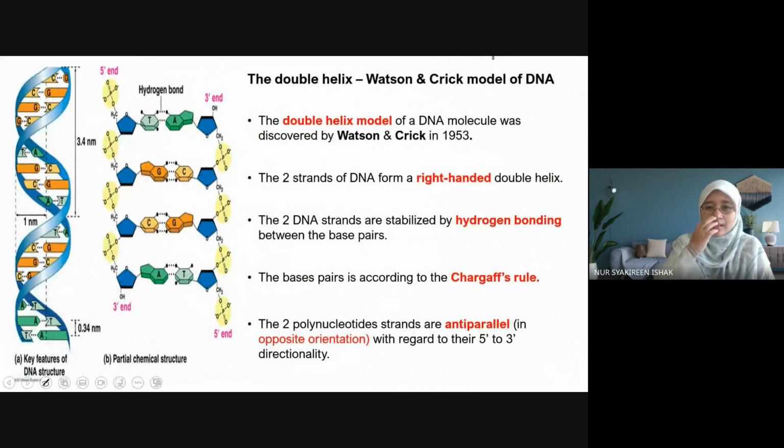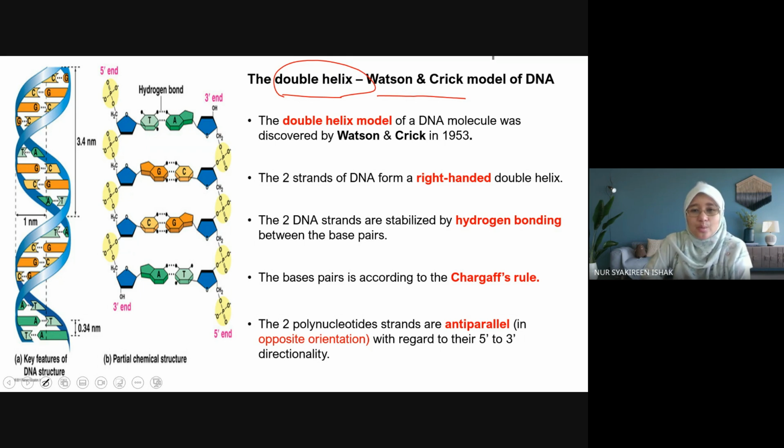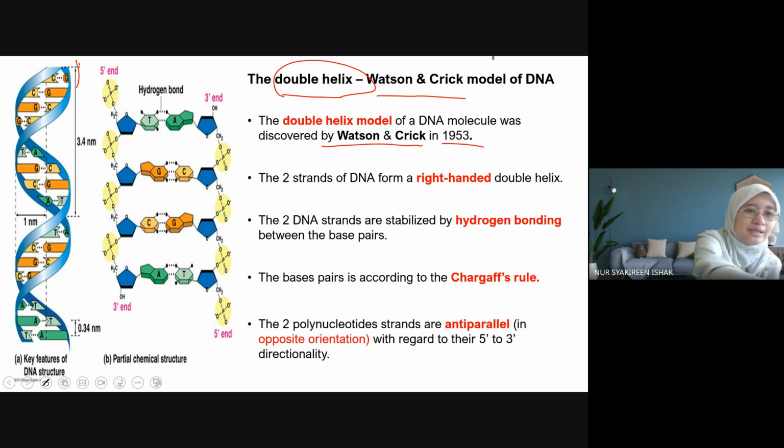Next, the structure of DNA, we know that it is a double helix. This model was proposed by two scientists, Watson and Crick. The double helix model of a DNA molecule was discovered by these two scientists in 1953. The two strands of DNA form a right-handed double helix. Okay, so dia pusing daripada kanan ke kiri, right-handed. The two DNA strands are stabilized by hydrogen bonding between the base pairs.